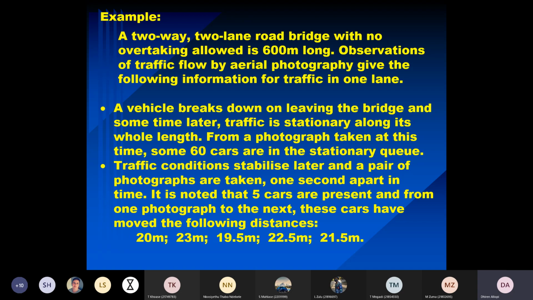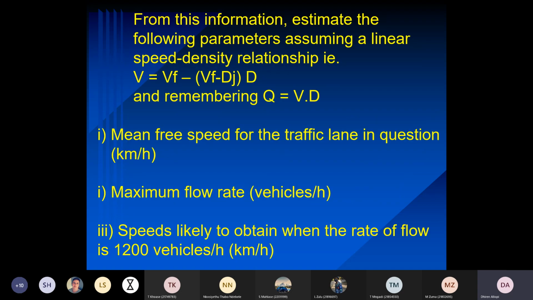And then having cleared the vehicle, the traffic starts moving again, and you observed 5 vehicles, and you observed the distances the vehicles traveled from one photograph to the next. From the graduation, you observe that the vehicles travel those distances. So from that information, what are you required to calculate? From the information given, you can see that the examiner was lenient enough to give you the speed density basic relationship, the linear relationship between speed and density. So obviously, that tells you that you need to know the other two quadratic equations, if not given on the data sheet, annex A.